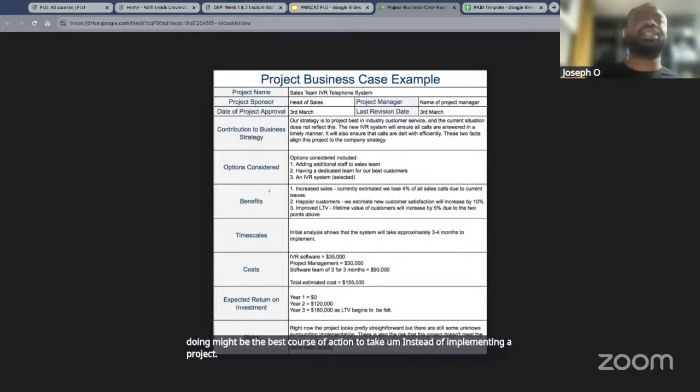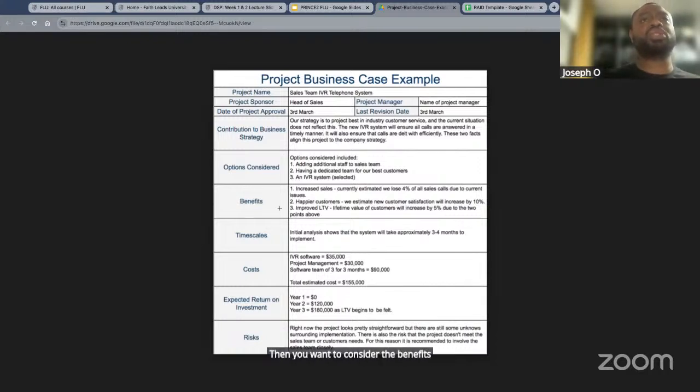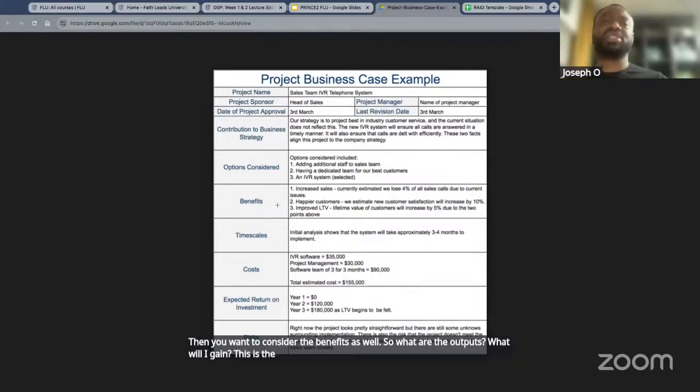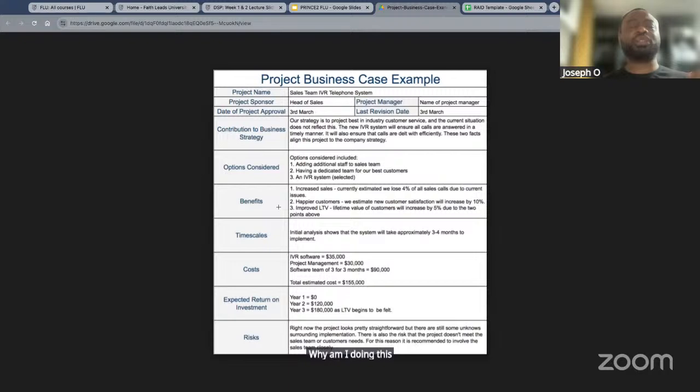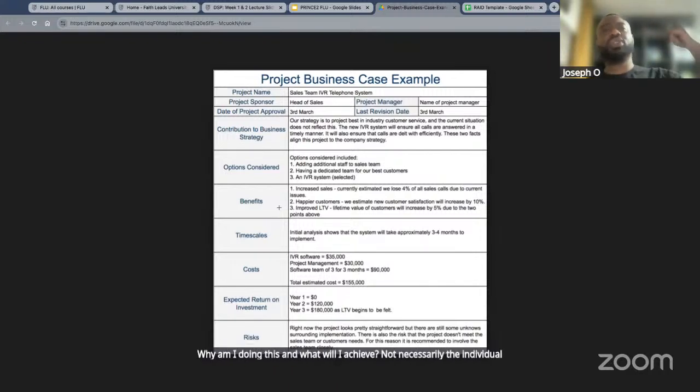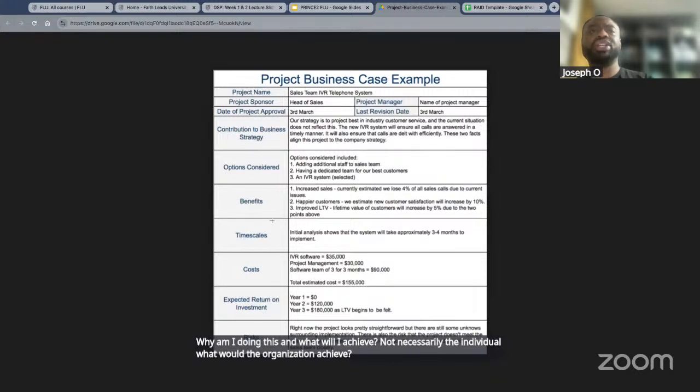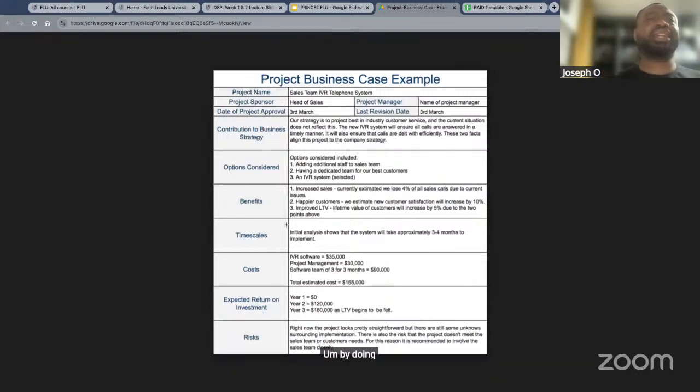Then you want to consider the benefits as well. So, what are the outputs? What will I gain? This is the why. This is where the crux of the business case would be. Why am I doing this? And what will I achieve? Not necessarily the individual, but what will the organization achieve by doing the project? And then the time scales.